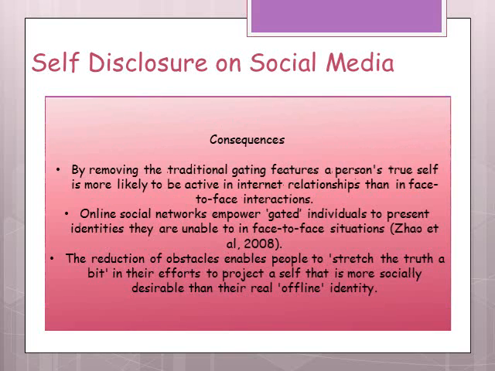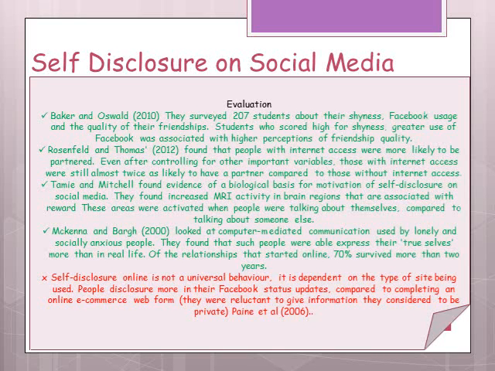So the consequence of this absence of gating is that by removing the traditional gating features, the person's true self is likely to be more active on the internet than in face-to-face interactions. Online social networks empower gated individuals to present identities that they are unable to in face-to-face situations, and the reduction of obstacles enables people to stretch the truth a little bit in their efforts to project themselves in a more socially desirable light than their real offline identity. So we have some strengths and weaknesses.